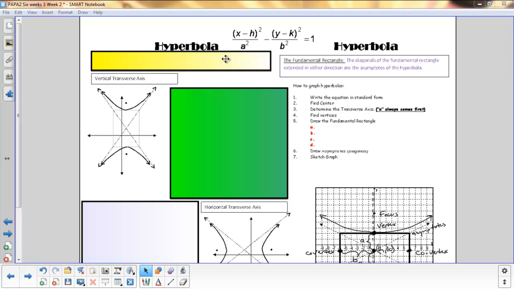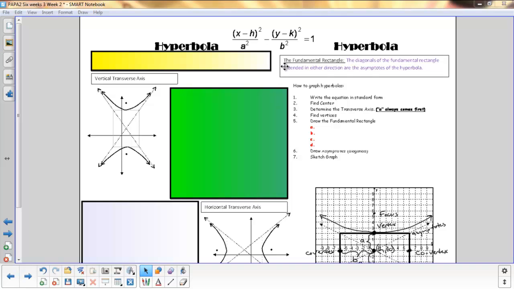A hyperbola is an inside-out ellipse, so the only difference that you will notice between the equation of a hyperbola and an equation of an ellipse is that rather than being separated by a plus sign, they're separated by a minus sign. There are a few other things that you're going to have to look at.